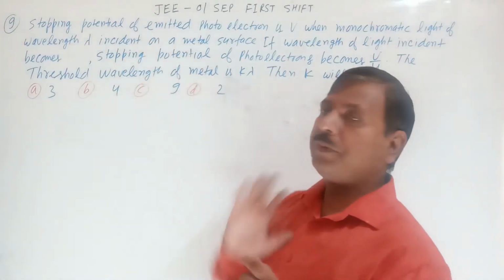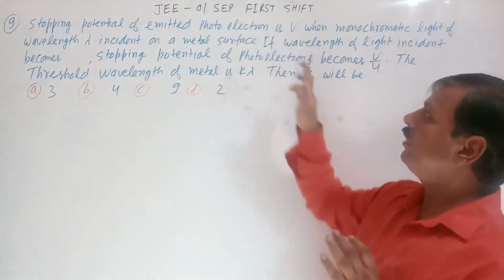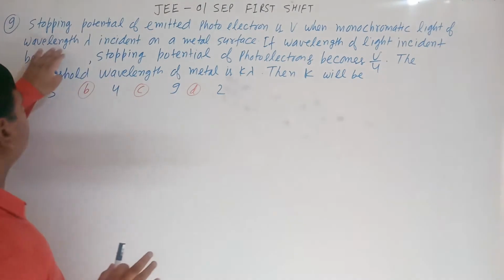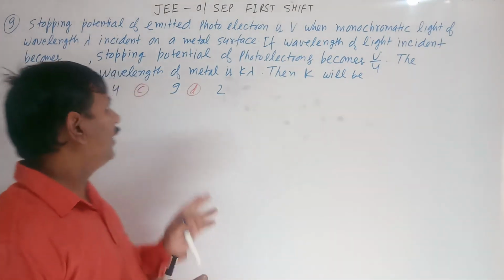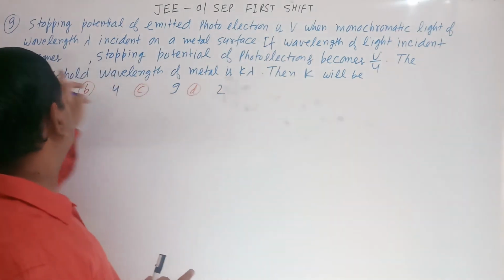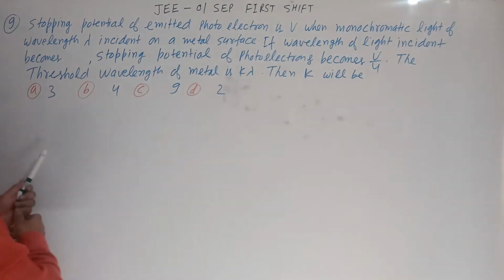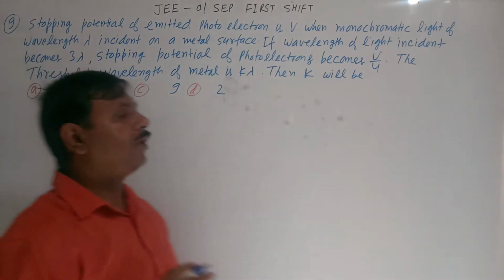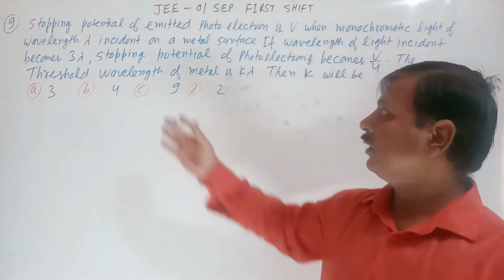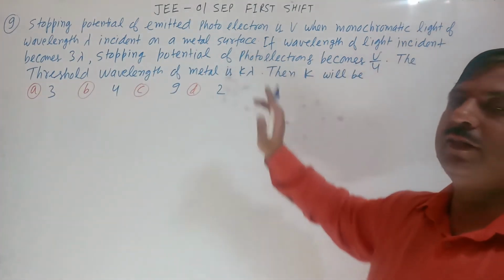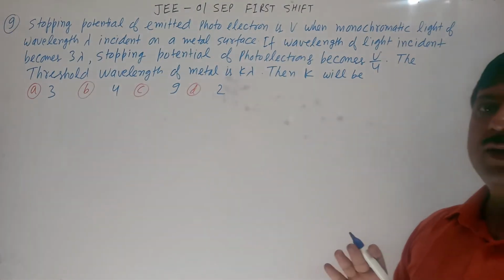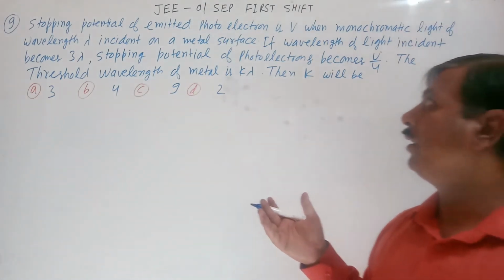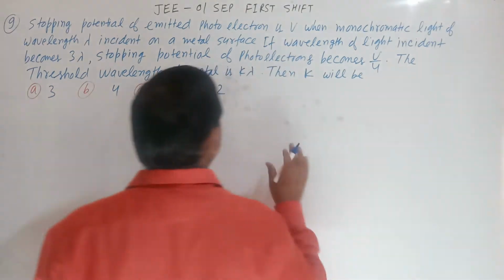One question is there: the stopping potential of an emitted photoelectron is V when monochromatic light of wavelength lambda is incident. What are they saying? If the wavelength of light becomes 3 lambda, the stopping potential of the photoelectron becomes V by 4. The threshold wavelength of the metal is k lambda, then k is equal to? Very important question. This year they asked it on 1st September, JEE 2020, first shift.